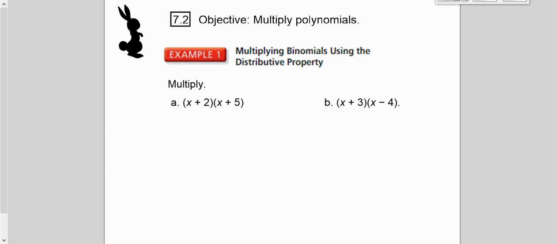This is lesson 7.2. Our objective is multiply polynomials. Example 1, multiplying binomials using the distributive property.